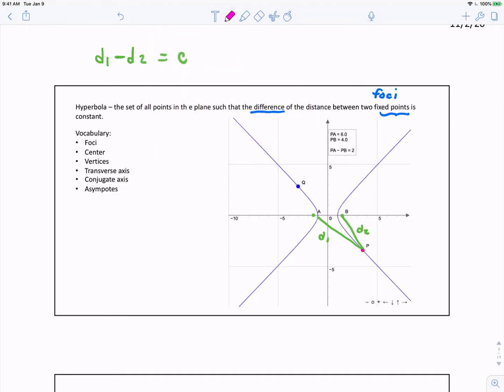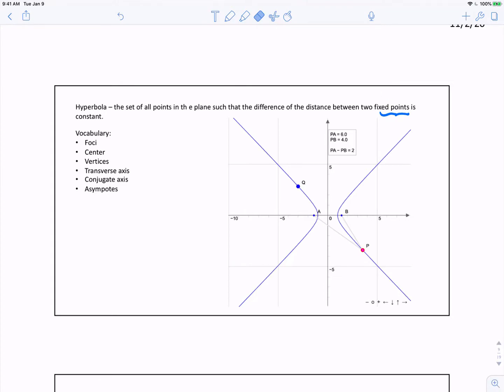So for example, if I took this point here, Q, if I took this distance here and this distance here and subtracted them, d1 minus d2, the longer distance minus the smaller distance, I would get the same number. And that's true for any point on the hyperbola. If you were to take the difference between the distances to those 2 points called the foci, you would always get the same number. Okay, so let's talk about some of the vocabulary associated with a hyperbola.